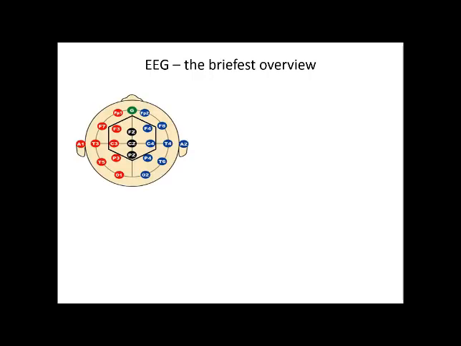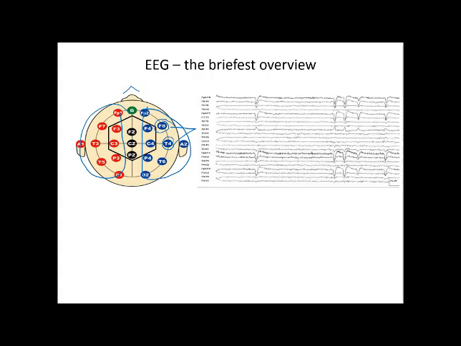Similar to EKG, this uses electrodes on the body's surface to measure electrical activity that's inside the brain. This is an example of what EEGs might look like. This is the person's nose. The leads on the left are odd numbers, the leads on the right are even numbers, and you put this all together to get a screen that looks like this.